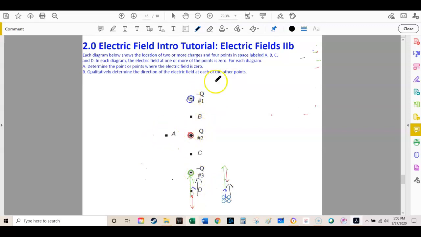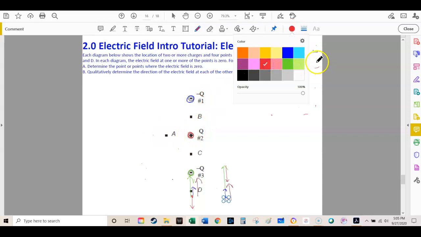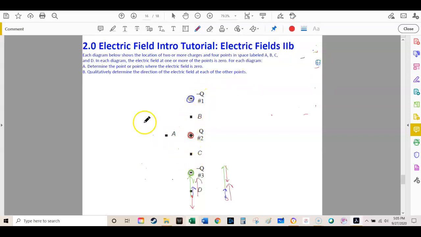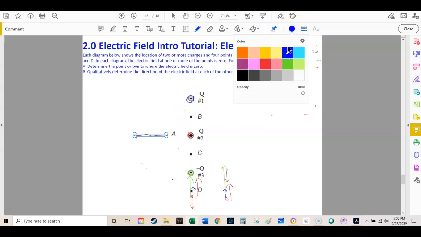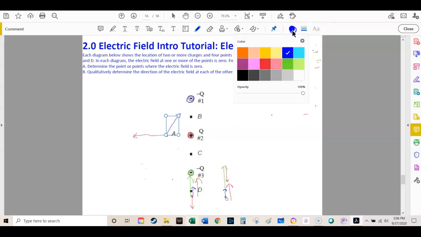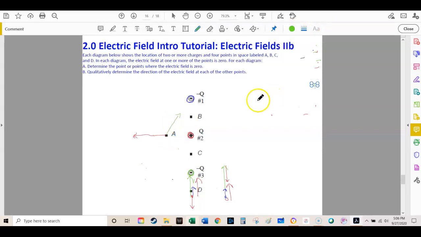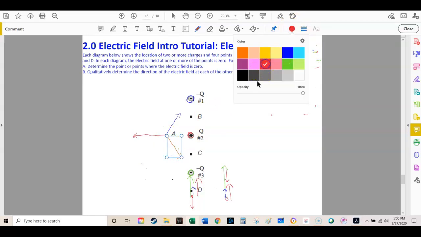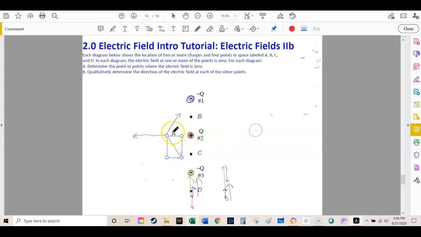I think I made a mistake with the size of that red vector, or actually, rather the size of the green vectors. Because if the red vector was this big, the green vector and the blue vector should be kind of large too, but not quite as large as that. So I'm going to point this guy up and to the right there, and I'm going to do the green vector pointed towards that charge. And so here's where I think I made my mistake. I think A is actually where the electric field is 0.